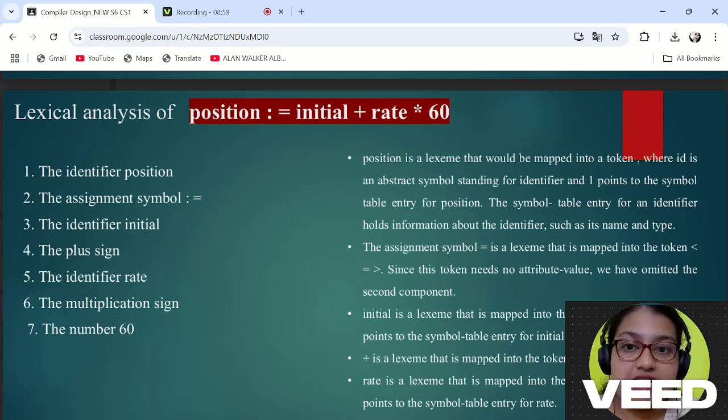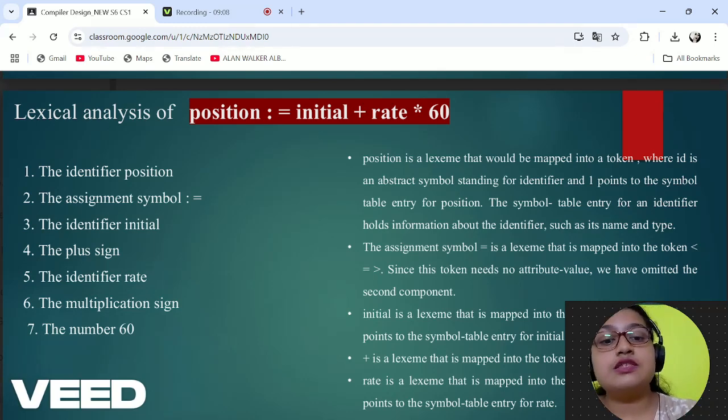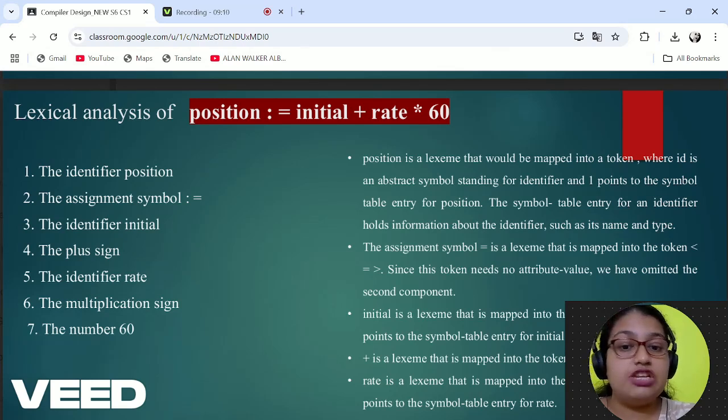Then we have the assignment symbol, that is equal to. This is also a lexeme, and we have mapped it into the token equal to. Since this token needs no attribute value, I don't have to put any values like 2 or 3. Then again, initial is also an identifier. So how will I write? I will write ID2.